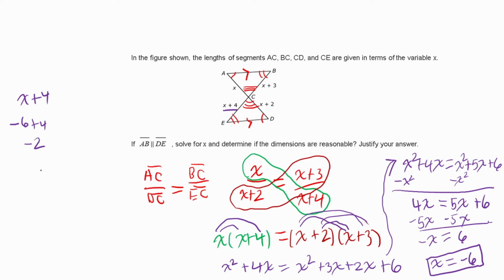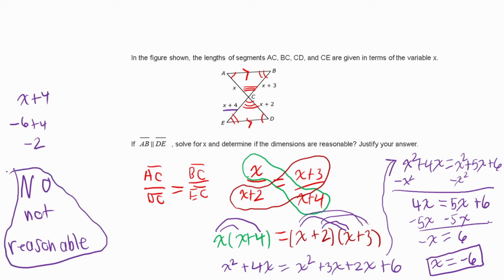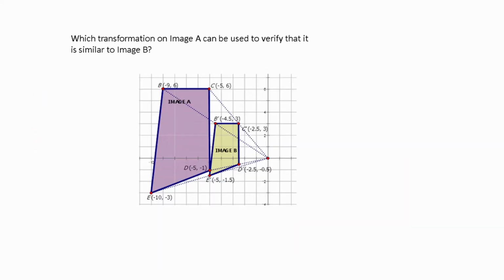Now, the problem here is, can we have a negative value for a length of a side? The answer is no. So no, not reasonable. Boom. So they're not reasonable because we get this negative value here, and x is negative 6. So those would be your two answers for this problem, and justifying your answers by doing this work.